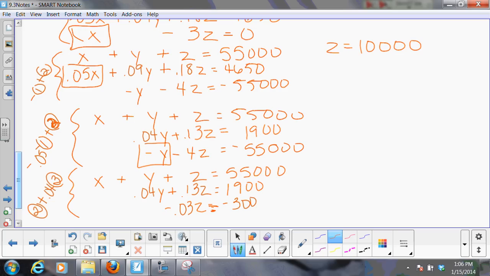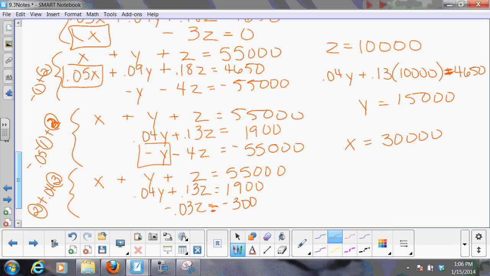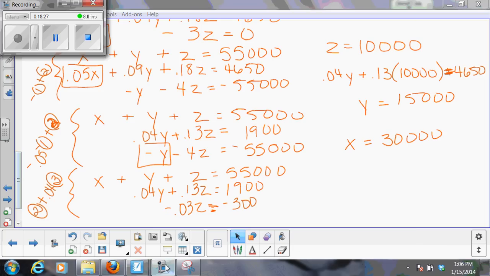I can plug it back into the second equation, and we get that y comes out to be 15,000. Well, if 10,000 goes in one account, 15,000 in another account, we know the other one had to be 3 times it. So 3 times 10,000, x is 30,000. And these three amounts do add up to 55,000. And that is the end.